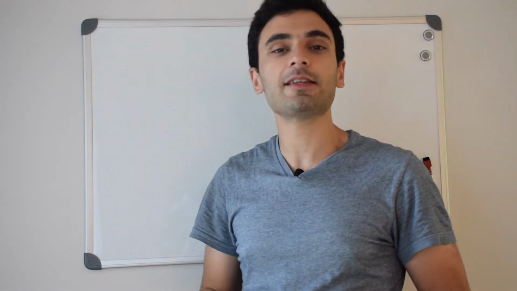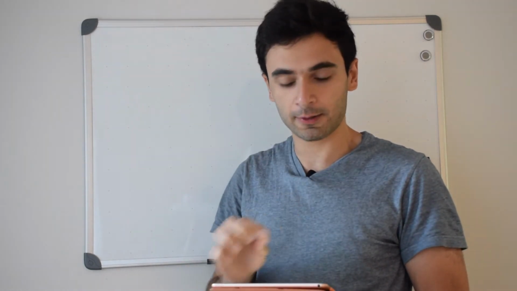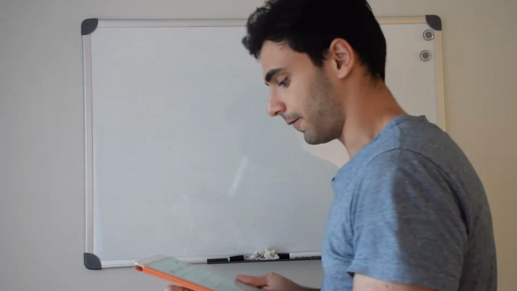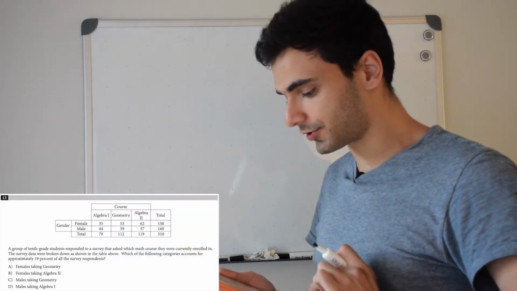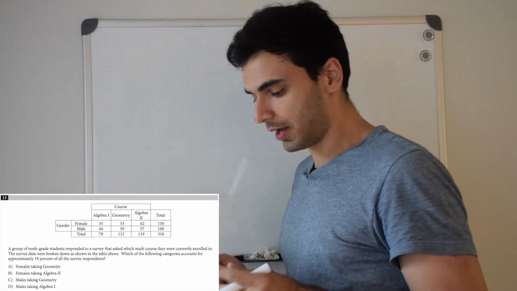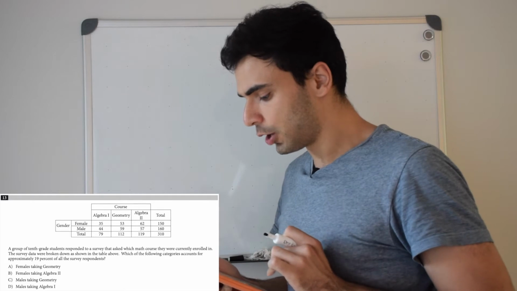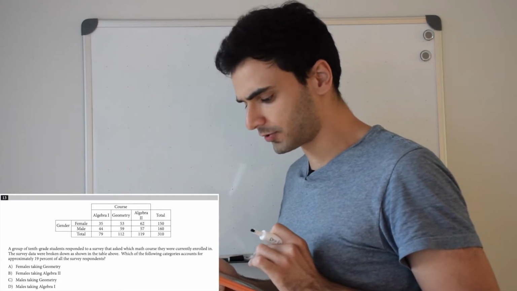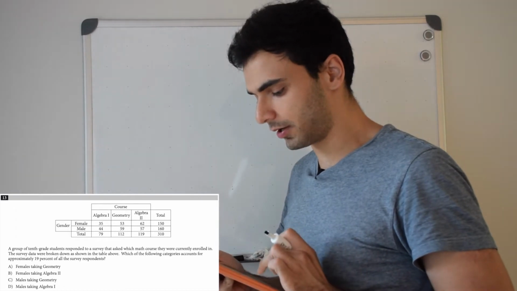So we're going to continue with our SAT practice test number 1, and we're going to continue from question 13 of the calculator test. Okay, so a group of 10th grade students responded to a survey that asked which math course they were currently enrolled in. The survey data were broken down as shown in the table above. Which of the following categories accounts for approximately 19% of all the survey respondents?